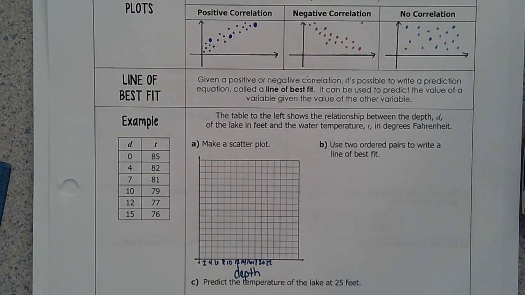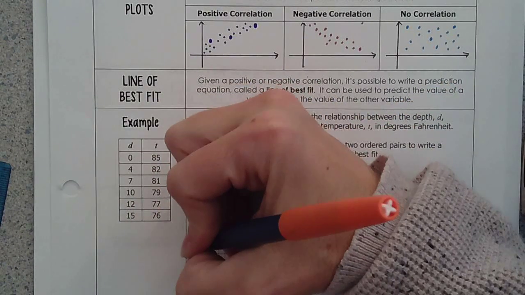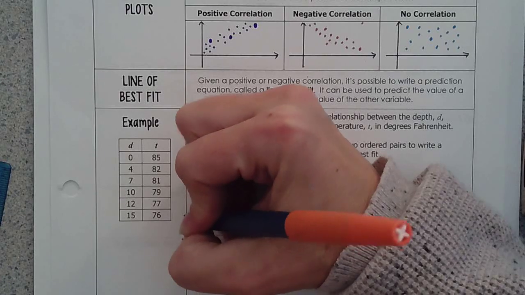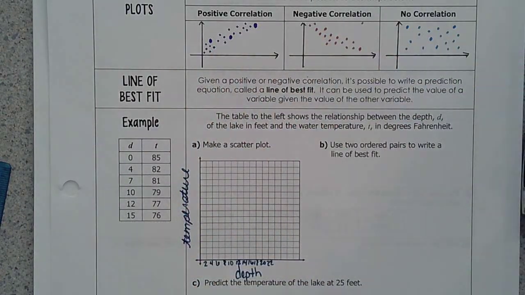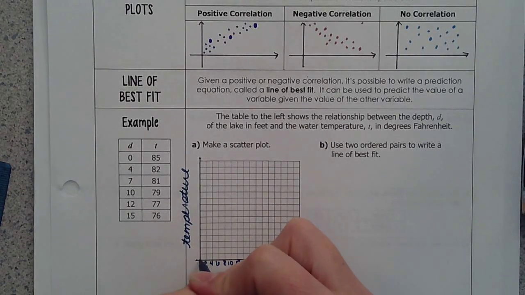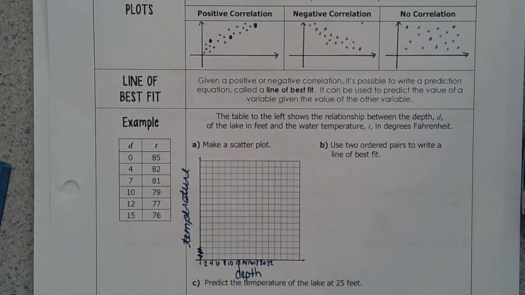Okay, and now I'm going to do my y-axis. It is temperature in degrees Fahrenheit. I'm going to show you something. I'm going to make a little jag right here that says I'm cutting out a chunk of my graph. I'm going to start at 70 degrees, so I'm cutting out 0 through 70. I'm going to start at 70, and I think I can still count by twos.